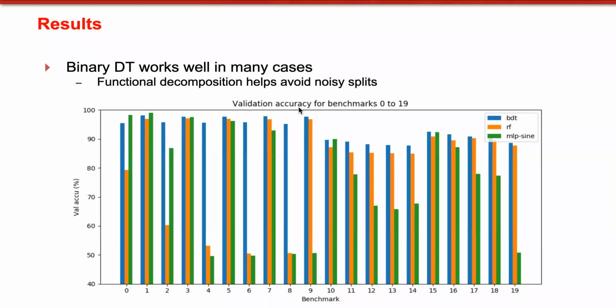Starting from now, I will briefly discuss our results on the contest benchmarks, as well as some comparisons against other techniques. Our first observation from contest benchmarks is that, despite being a simple model, binary decision tree performs pretty well in many cases. Here I am showing the results on benchmarks 0 to 19. The y-axis shows the validation accuracy and the x-axis shows the benchmark ID. As we can see, binary decision tree achieves the best result on many of them. Although not shown here, we also observe that functional decomposition helps avoid noisy splits on many of these benchmarks.